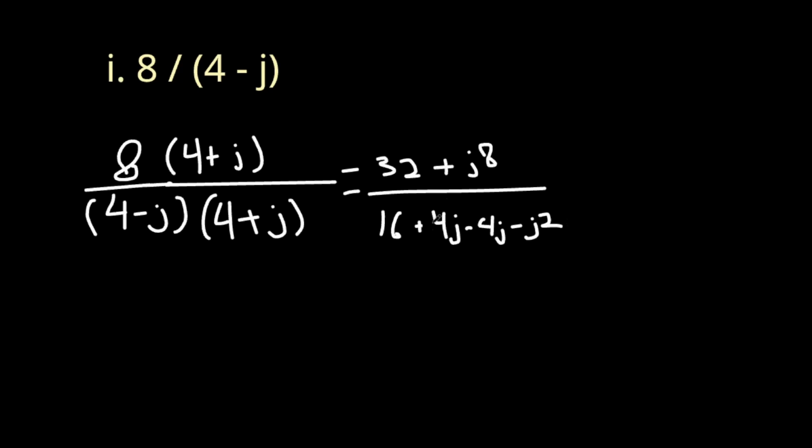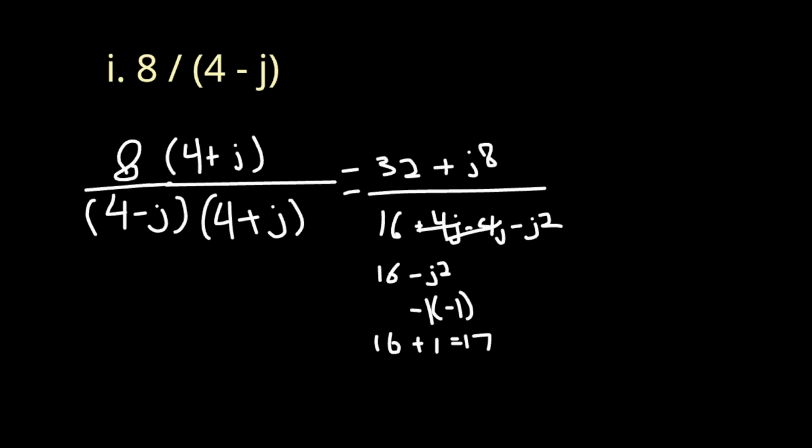Okay, so now that we have this, we can combine the like terms here. These two, the positive and the negative, cancel out, and we're left with 16 minus j². But we know that j² is actually the same thing as negative 1. So negative 1 times negative 1 gives us plus 1. So this is actually 16 plus 1, which is 17. And so what we have in the denominator is 17.